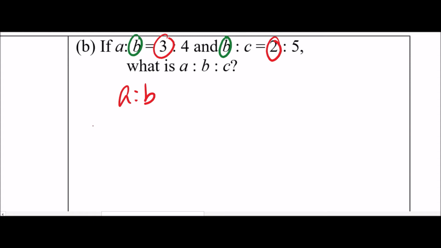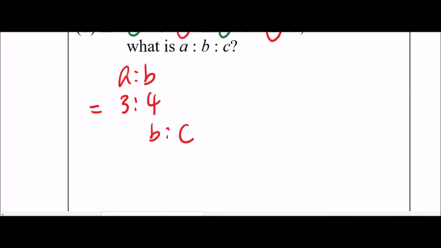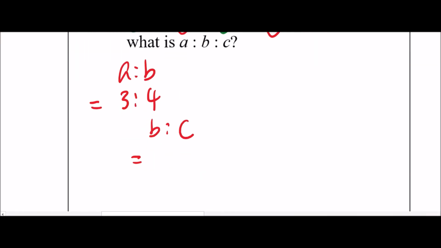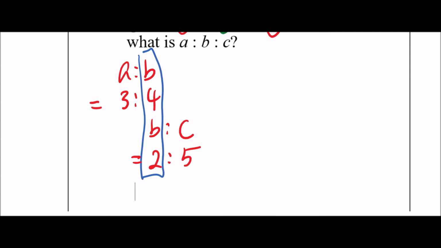Well, again, let's write down. A is to B is 3 is to 4, and B is to C is, oh, sorry, my bad. The number we're looking at is 4 over here, not the 3, because the 3 is representing the ratio of A. So B is to C is 2 is to 5. Now, again, step 1, I have aligned the B in one straight line. But you notice that, oh God, it's not the same number.